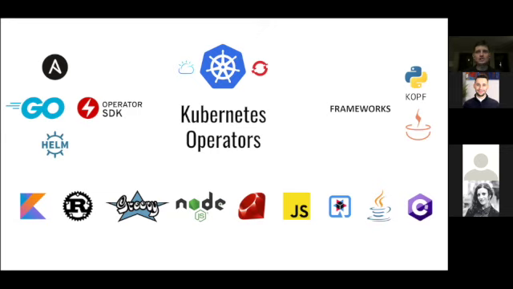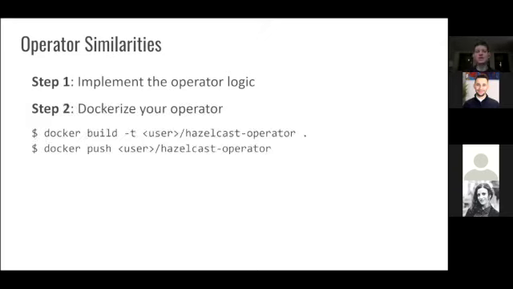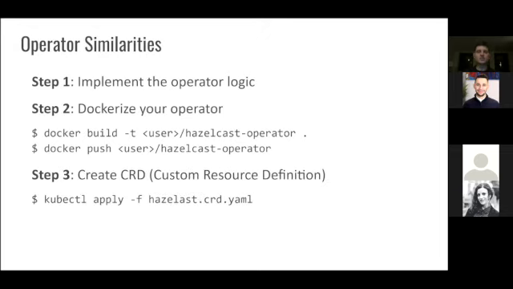So you always need to build them, Dockerize them, install them into your Kubernetes cluster, and then use them. So you will always have similar steps. First, you implement the logic of the operator. So this is our business logic, what the operator will do. Then you Dockerize it, because it's not a must, but usually the operator will be in the form of a Docker image and a Docker container running in your Kubernetes cluster. Then you always need to create your custom resource definition. So this will be, okay, how my resource should look like.